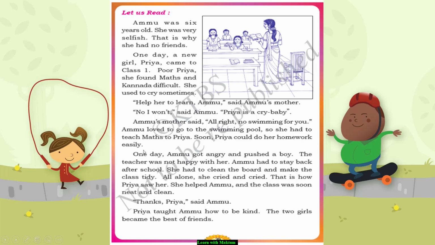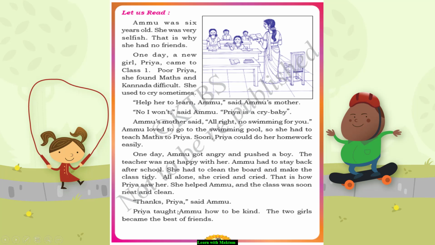So, what happens one day? Ammu got angry and pushed a boy. Because of this, the teacher got angry. Then the punishment given to Ammu was that she has to clean the board and the class. So because of this, Ammu started to cry. Priya saw this situation. So Priya came to help Ammu, and after some time the class was clean and neat. Means what? Priya helped her to clean.